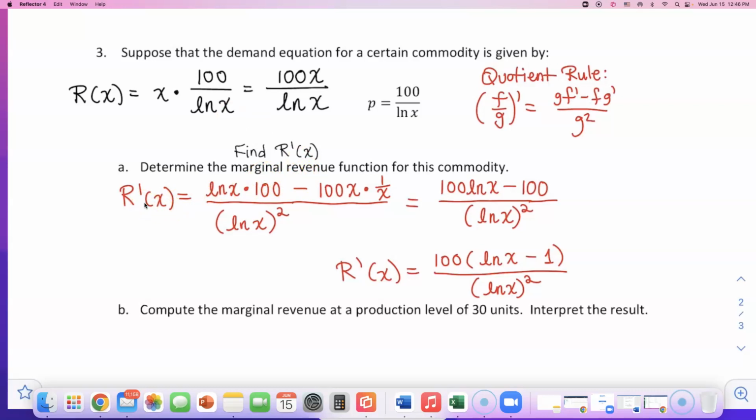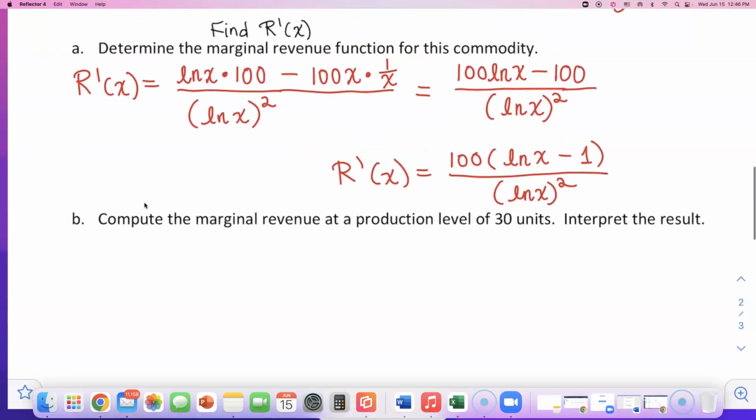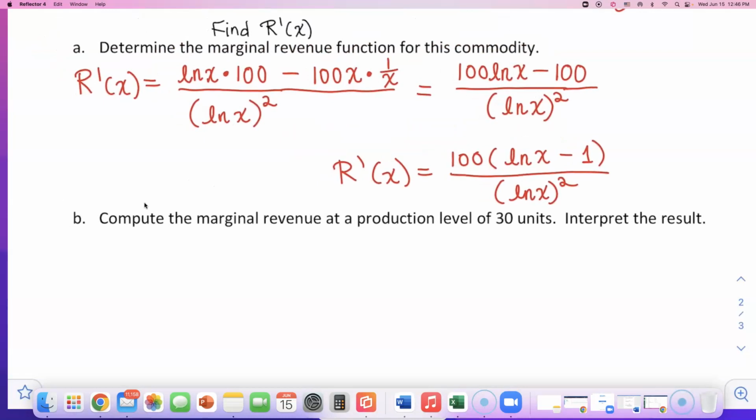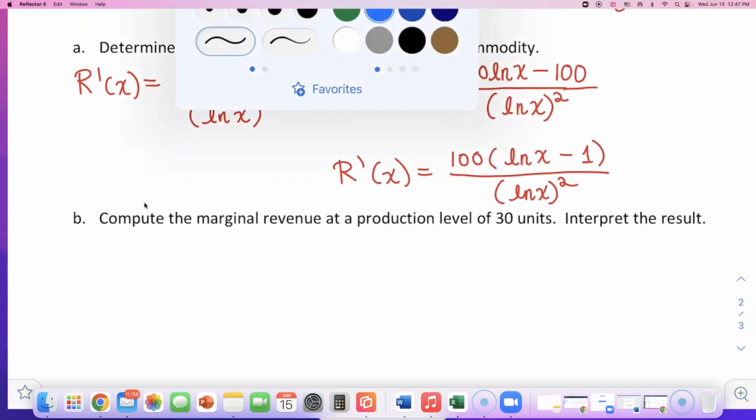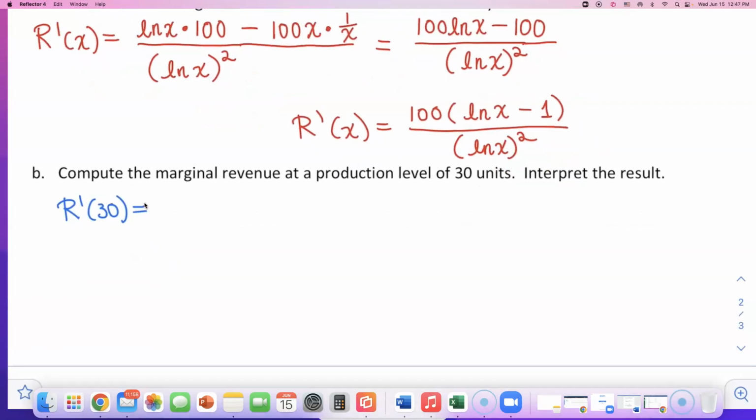All right, now next one, I bet we are using this function that we just wrote, right? So part B is asking compute the marginal revenue at a production level of 30 units. Okay, so they are asking us to find r prime of 30. And that's simple. We just gotta plug it in. But let's practice interpreting this marginal revenue. I'm just gonna use a standard interpretation of these marginal revenues and apply it here. But let's plug in 30 first.